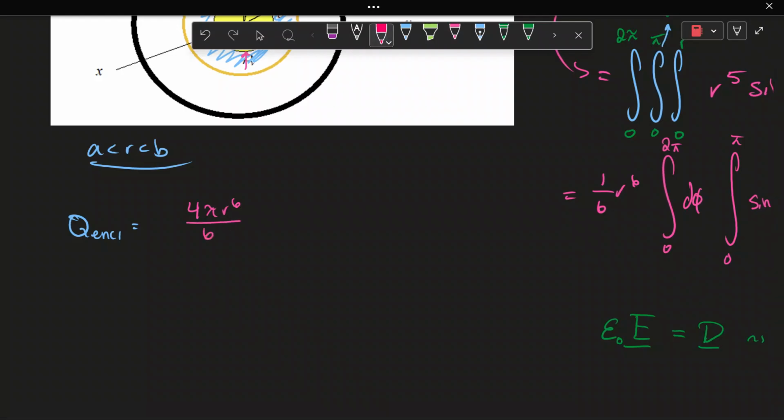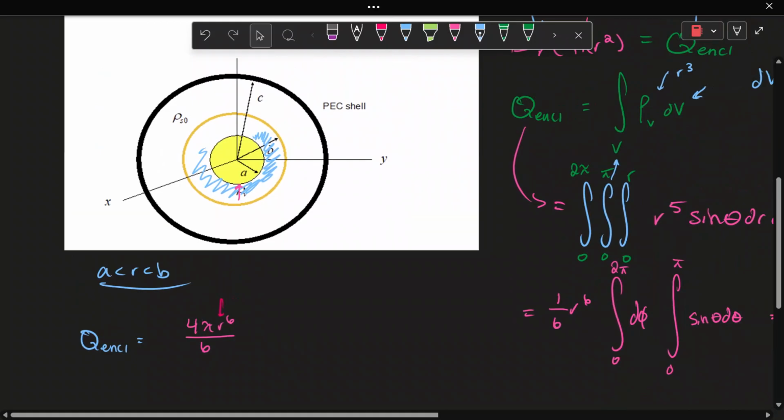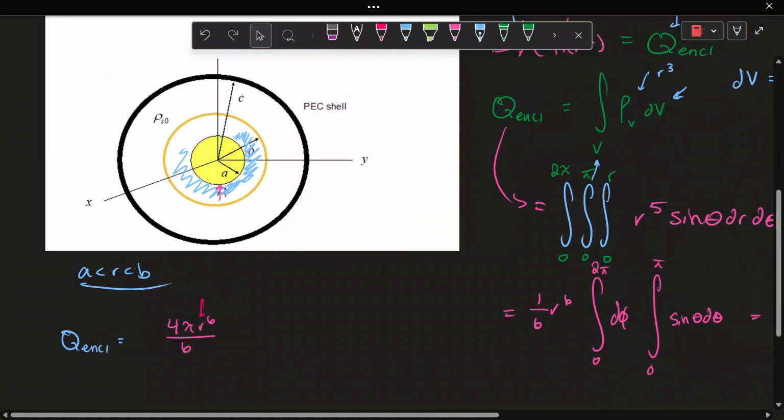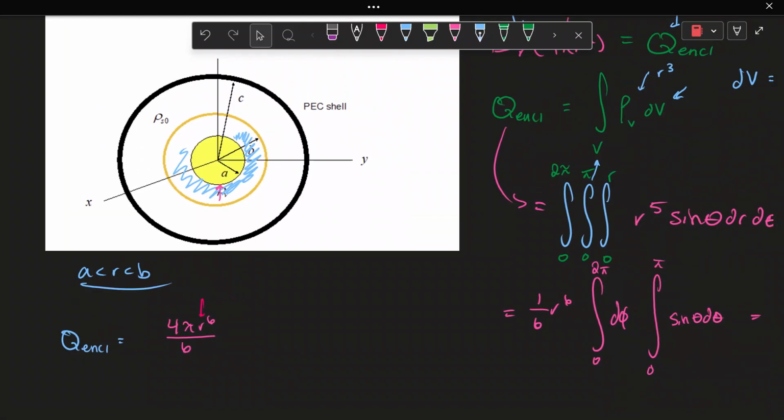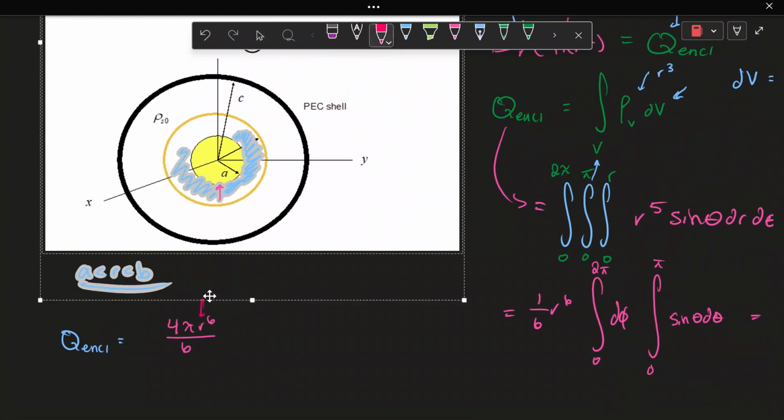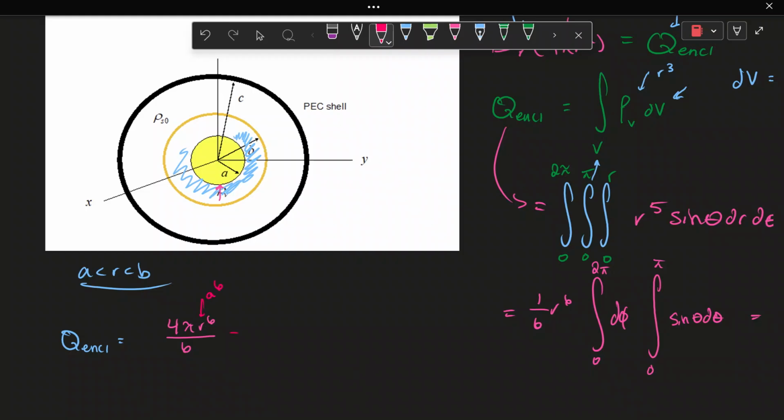This R here, because it cannot get any greater than A, we set it to be A. The charge position does not change. It is stationary. So we let this be A to the 6th. Now for whenever R is between A and B, we have 4 pi A to the 6th over 6.